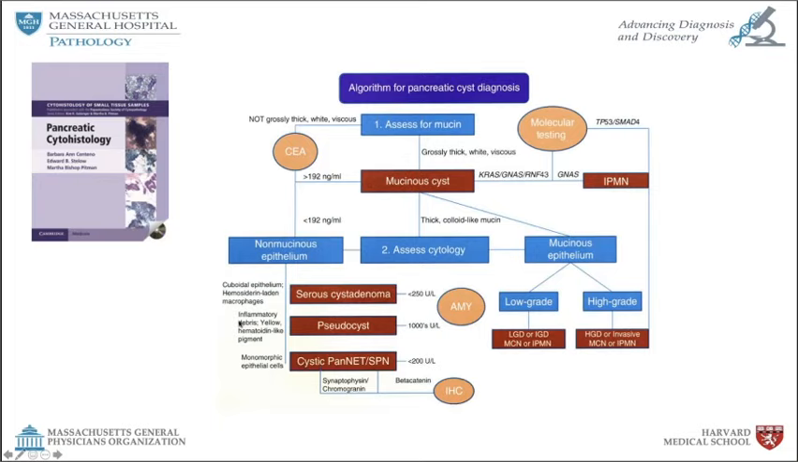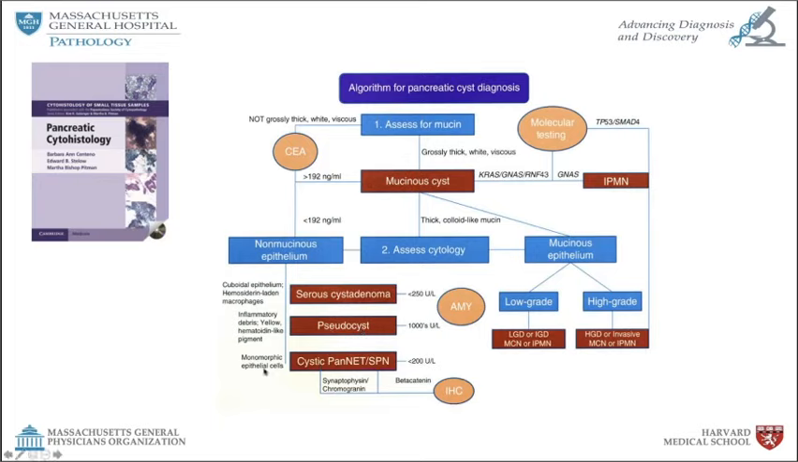Then, are there inflammatory cells and debris, proteinaceous debris? Do you see yellow hematoidin-like pigment? Is the amylase in the thousands? That should really be present. If the amylase is really low, it's not a pseudocyst. Okay, the patient should have pancreatitis.